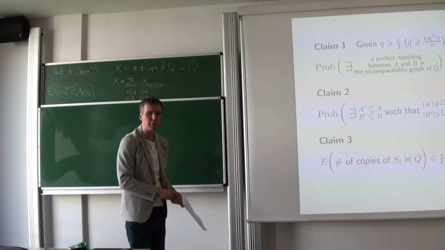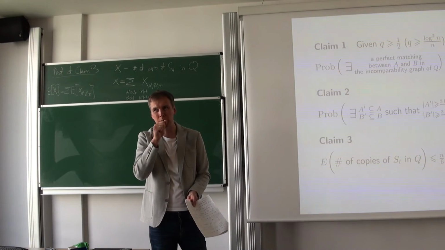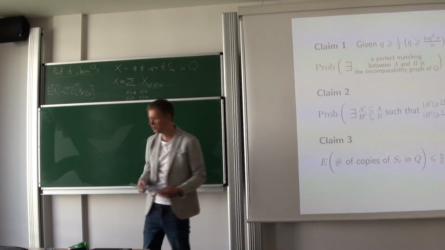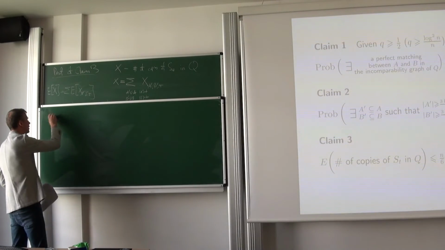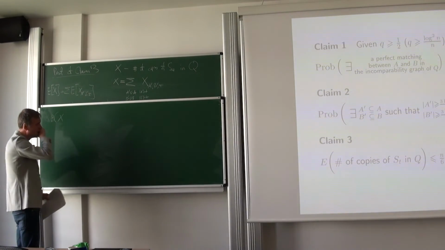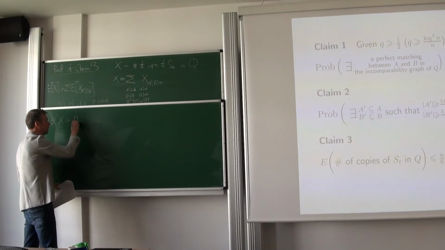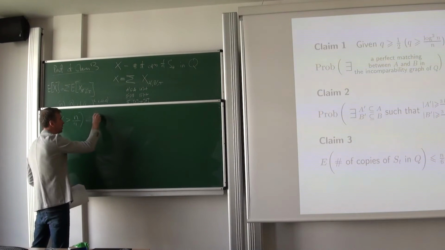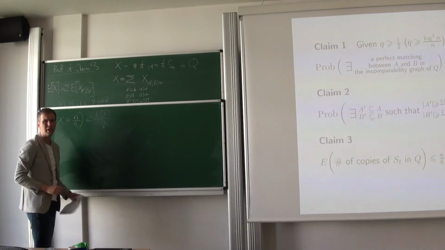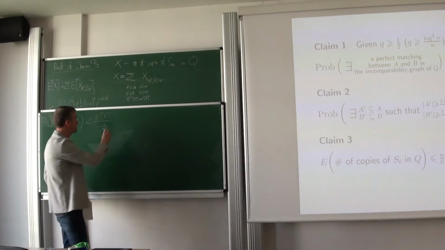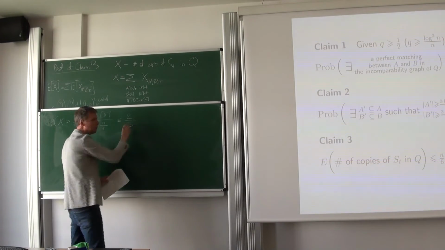At this point we have our random experiment and we take the outcome, which happens with positive probability. We have to switch the probabilities here. The probability that the number of STs is greater than n over 4 is, by Markov, at most the expectation over n over 4. And the expectation is bounded from above by n over 6. So this is at most 2/3.